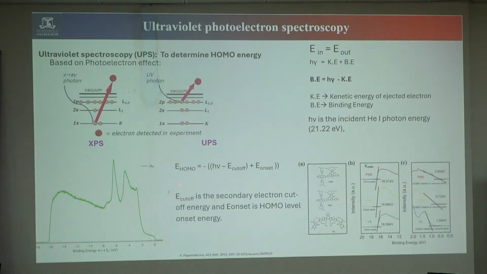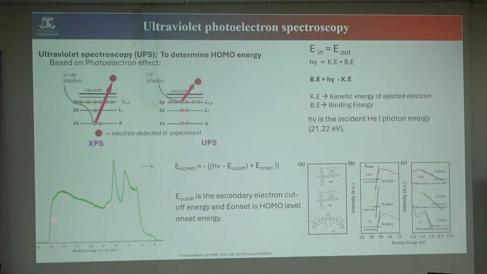So the HOMO level is calculated using this formula. H nu is the input, that is 21.22. E cutoff is the secondary electron cutoff. If you see this energy, before this everything is zero. What does it mean? Whatever the input energy and the kinetic energy, both are equal, then it becomes zero. That means whatever the input energy, it doesn't do anything, it just reflects out. Okay, it is not doing anything else. By increasing this energy, at some point it shows some emission. It shows that some electron is coming out at this energy.